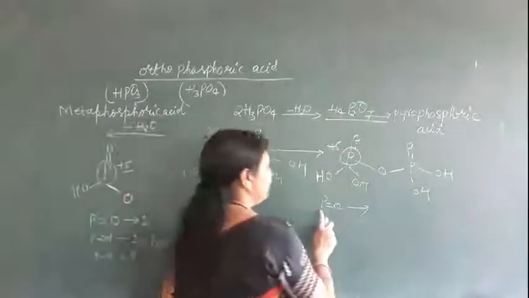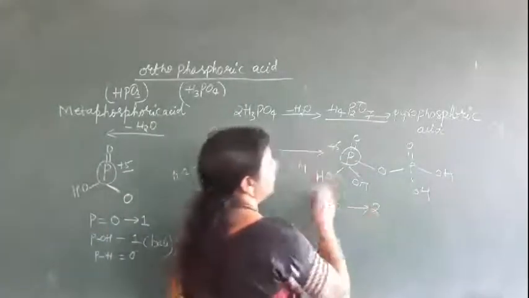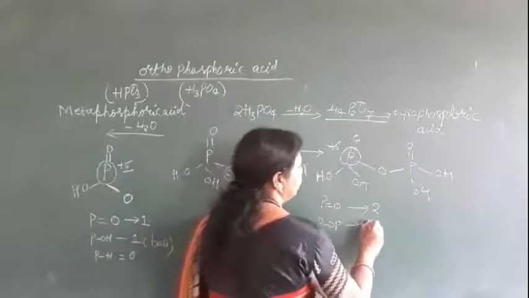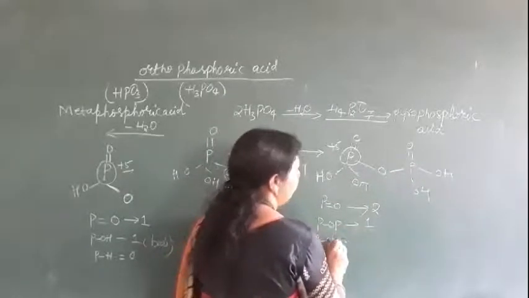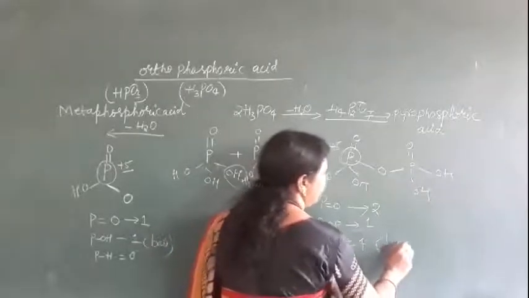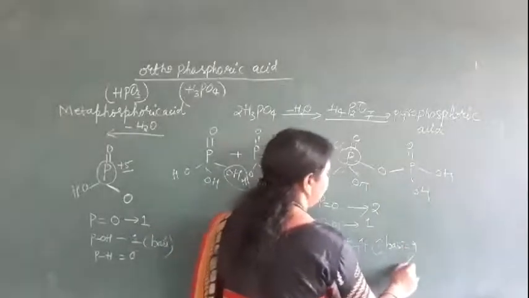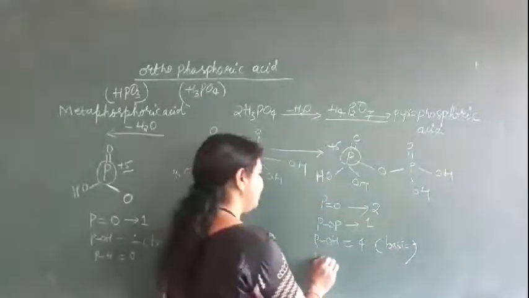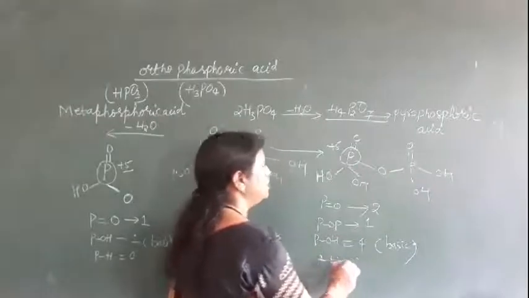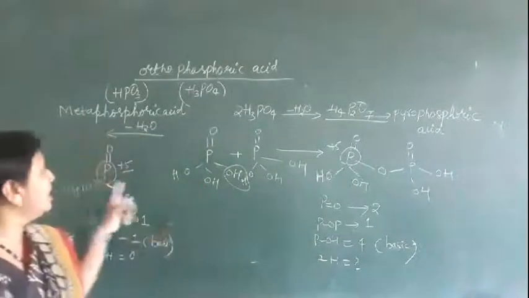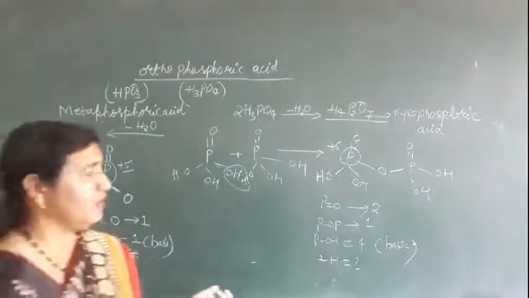How many P double bond O bonds are there in this? We have 2 here, 1, 2. How many POP bonds do we have here? 1. How many POH bonds do we have here? 4. Okay. So the basicity is how much here? The basicity is 4 only. And do we have a PH bond here? No. There is no PH bond.